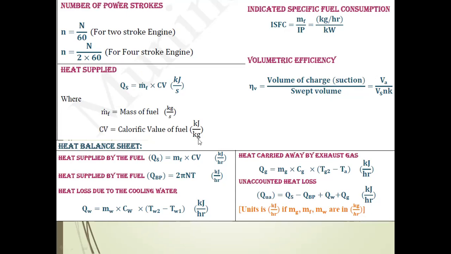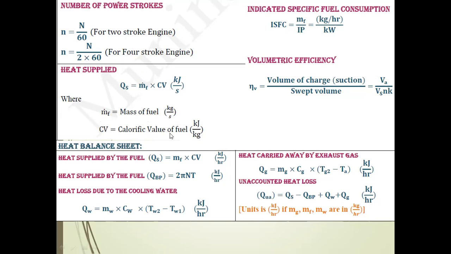The calorific value for the petrol engine is 44,000 kilojoules per kg, but for the diesel engine it is 42,000 kilojoules per kg. Here the mass of the fuel is in kilogram per second, and the unit of the calorific value is kilojoules per kg. Generally, the calorific value is the heating value of the fuel.